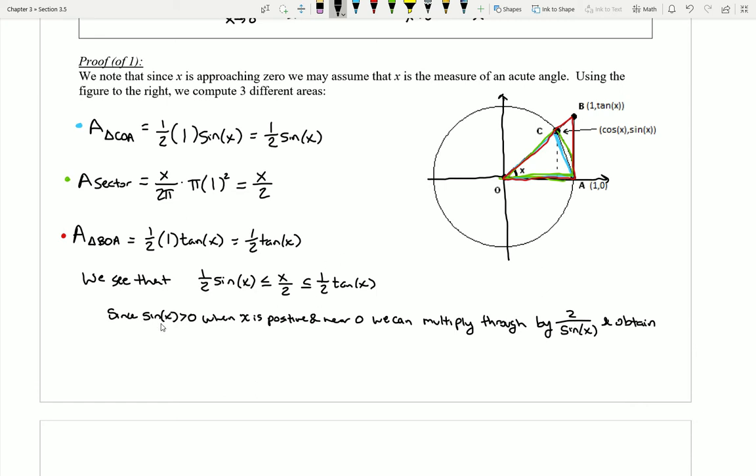Now, the reason I made the statement that sine was positive is to recognize here that I'm ultimately multiplying by a positive value, which means I don't have to switch the inequality signs anywhere. Notice, if I multiply this first portion by 2 and divide it by a sine, I'm just going to be left with 1. If I multiply this by 2 and divide by sine, I'm going to be left with x over the sine of x.